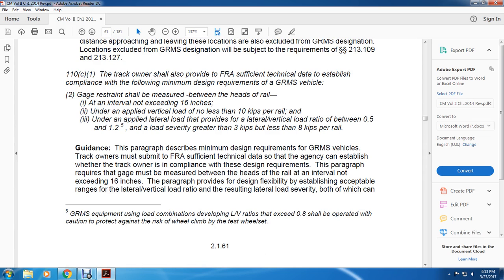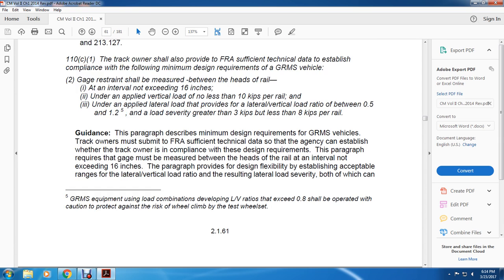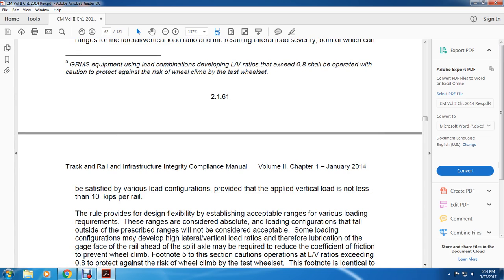Guidance. The paragraph describes the minimum design requirement of the gauge restraint measurement system vehicle. The track owner must submit sufficient technical data so the agency can establish whether the track owner is compliant with these design requirements. The paragraph requires the gauge must be measured between the heads of the rail in an interval not exceeding 16 inches. The paragraph provides flexibility in establishing an acceptable range of the lateral vertical load ratio, with the result of lateral load severity, both of which can be satisfied by various load configurations provided the applied vertical load is not less than 10 KIPs per rail.